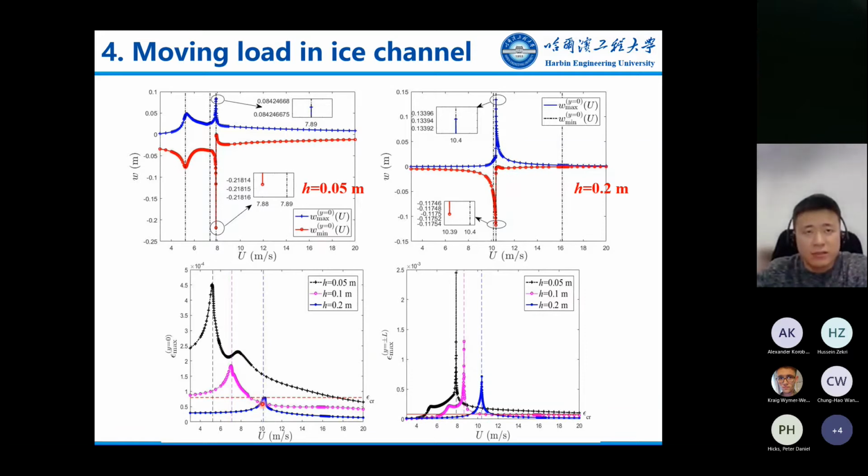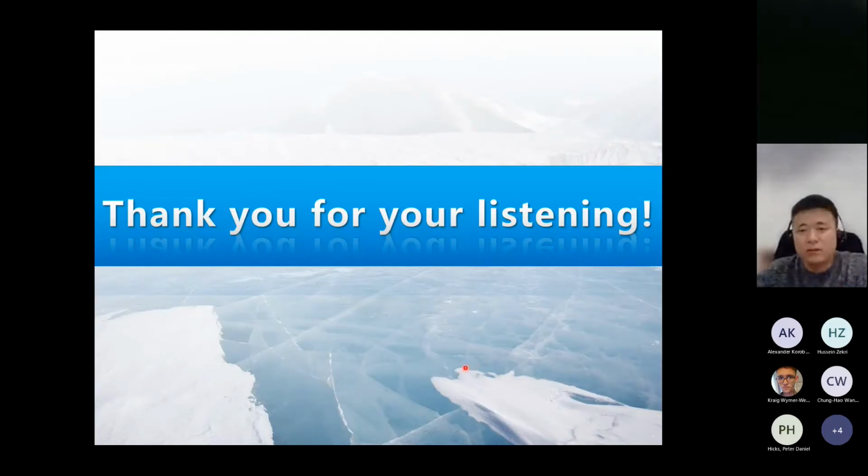This also indicates that the ice breaking ability of a moving load can increase sharply only for load speed moving near the critical speed. And a similar phenomenon can also be observed for maximum strain along the channel walls. That's all my presentation. Thank you for listening.